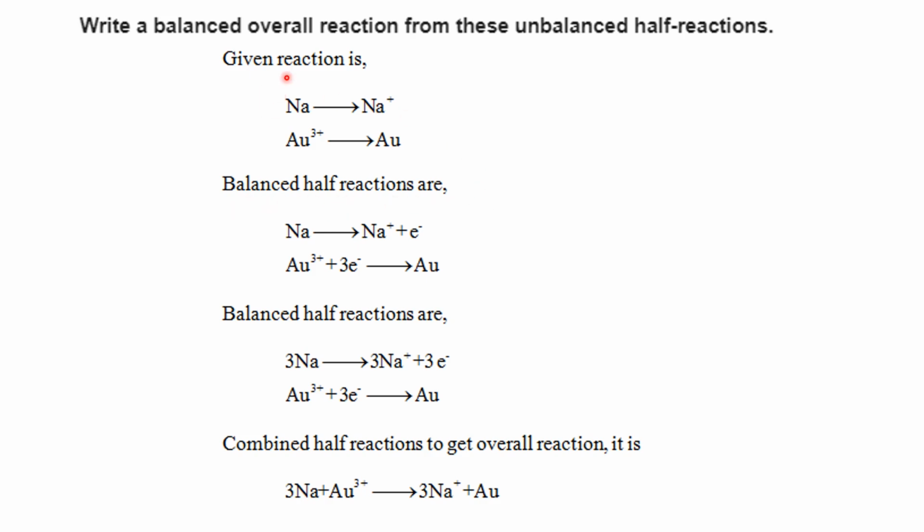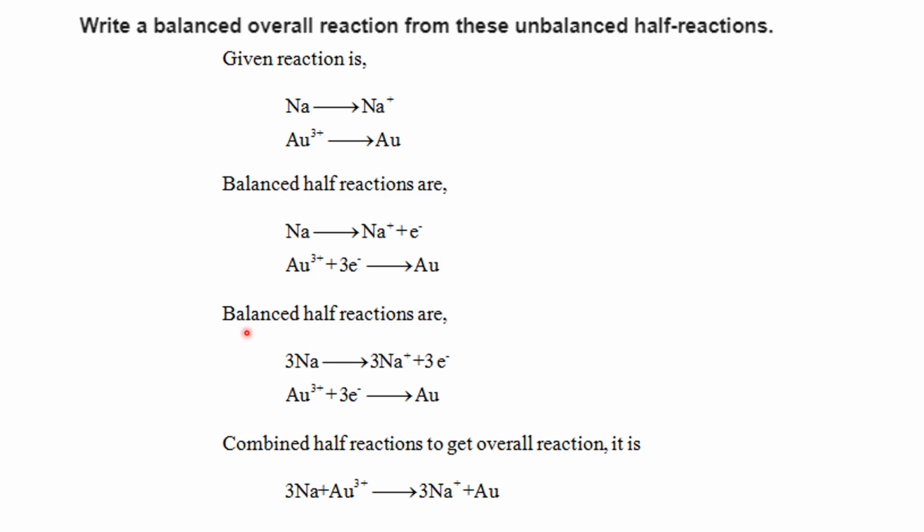First of all, you have to write down the balanced half reactions. That is, Na is changing into Na positive. How can it change into Na positive? By giving the electrons. So we will write Na will give Na positive plus electrons. And on the other side, Au3 positive is changing into Au. Now, as you can see here that it is 3 positive, it means that it's gaining 3 electrons. So the reaction will be Au3 positive plus 3 electrons will give Au.